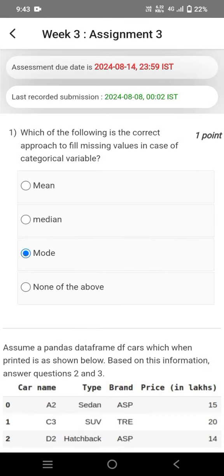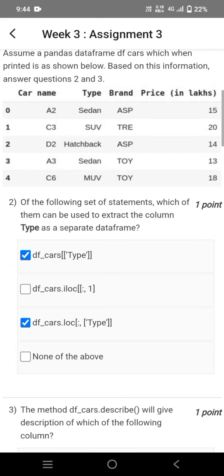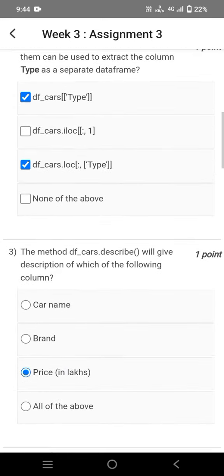Our first question is, which of the following is the correct approach to fill the missing value in the case of the categorical variable? Answer will be option C, that is mode. Question second, answer will be option A and option C. Question third, the method df_cars.describe will give the description of which of the following column? Answer will be option C, that is price in lakh.